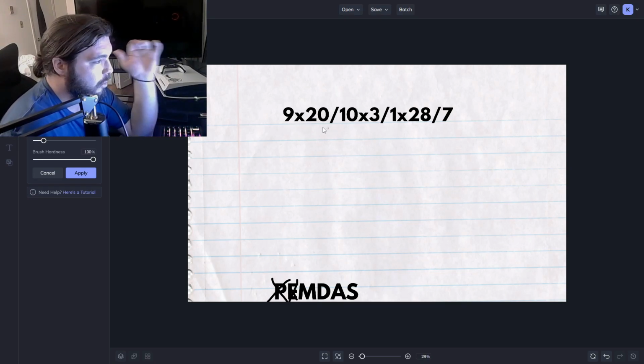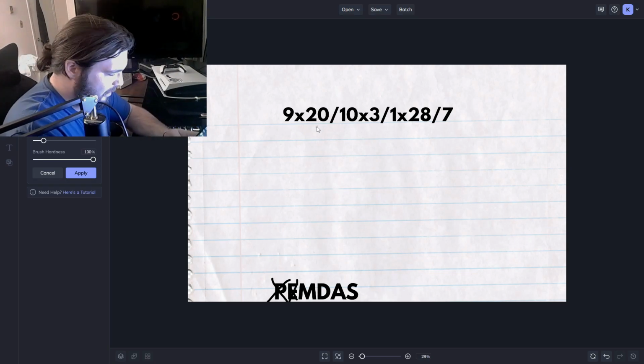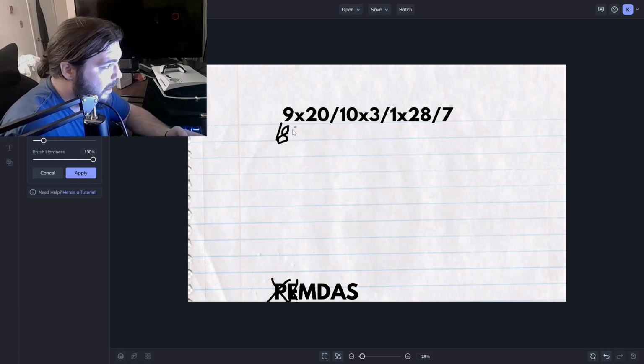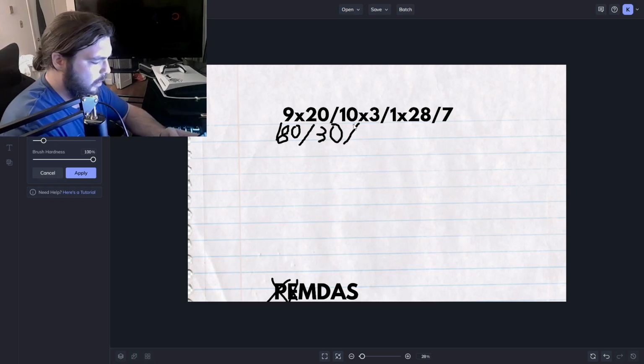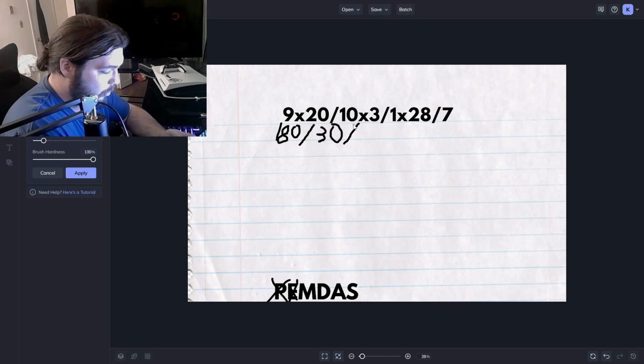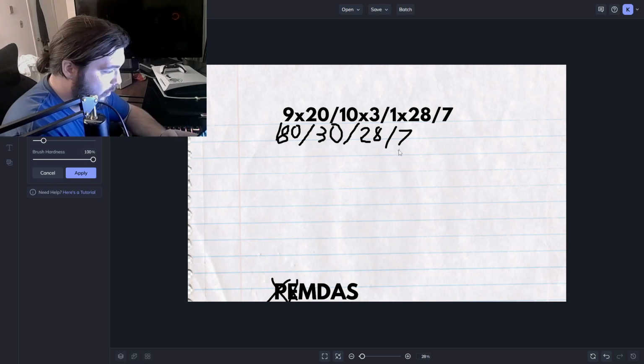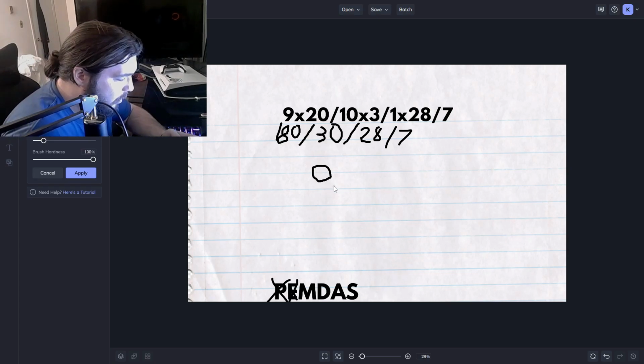So 9 times 20. I can use a calculator, right? 9 times 20 is 180. Excuse the hand. Oh no, 180. And then 10 times 3 is 30. 1 times 28, I'm sure, is 28, but let me just double check. It's 28 divided by 7. Now we just have the division to do. 180 divided by 30 divided by 28 divided by 7. What is this number? 0.03.